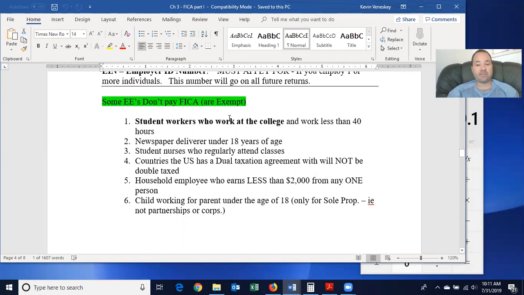So those of you watching this, if you're working at your college, you should not have FICA taxes being taken out, and surely you would be less than 40 hours. That, to me, was the most relevant, so that's why I have that one highlighted.